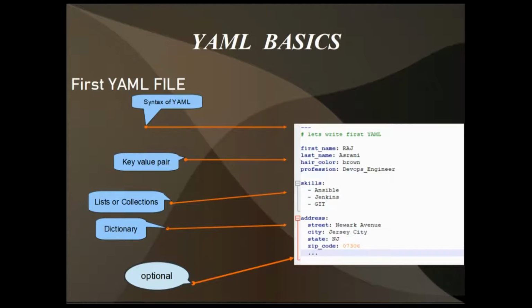Okay, I've also declared a key value pair. If you see, first name colon and space Raj, last name here, professional. I've declared something called a list, collection, or array. Remember, the array, or a list of skills, is declared with a dash in front of it. Then I've declared something called a dictionary, which has its own characteristics in it. And at the end, I've ended with the three dots, but that's optional.